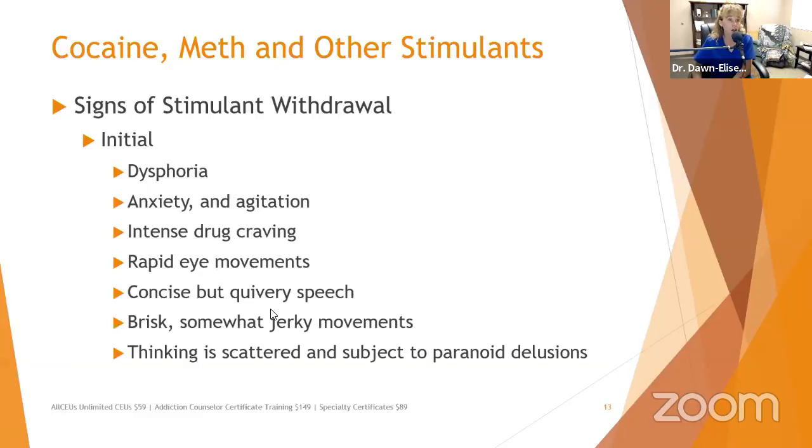Signs of stimulant withdrawal. Remember, withdrawal symptoms are generally the opposite of what the intoxication symptoms are. So with stimulant withdrawal, the person becomes dysphoric. When they're on stimulants, they may be giddy, they may be excitable, they may be the life of the party. When they are not using, they may be flat and dysphoric. They may have some anxiety or agitation, intense drug cravings, rapid eye movements, concise but quivery speech, brisk but somewhat jerky movements, and their thinking is often scattered and subject to paranoid delusions.